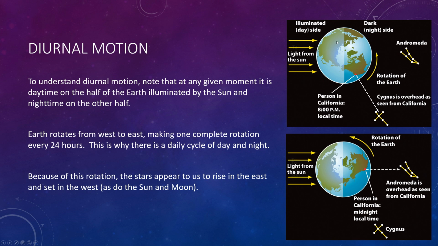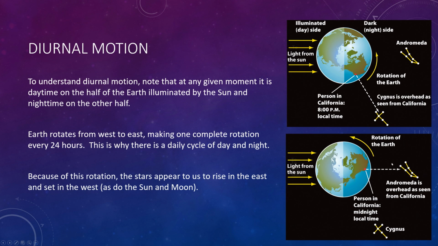So this just shows the rotation of the Earth again, right? So here's the Earth with light coming from the sun on the left, and the Earth is rotating counterclockwise. So, for example, if you're in California at 8 p.m., so just after the sun sets, you might see Cygnus overhead. But a few hours later, so now it's midnight, well, now Cygnus is way off to the right, and Andromeda is seen overhead. So this is that daily or diurnal motion, right?